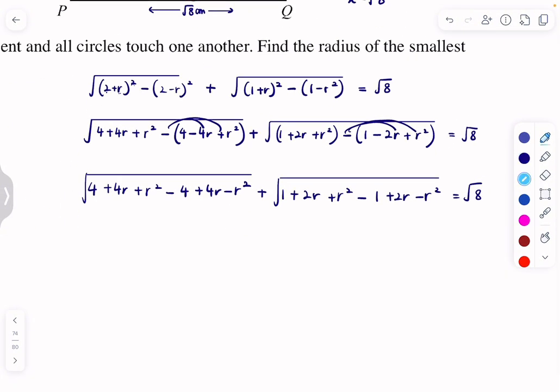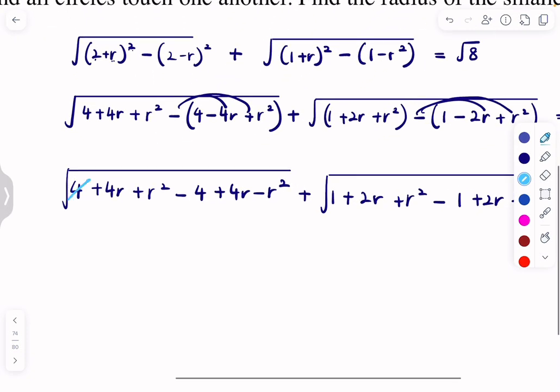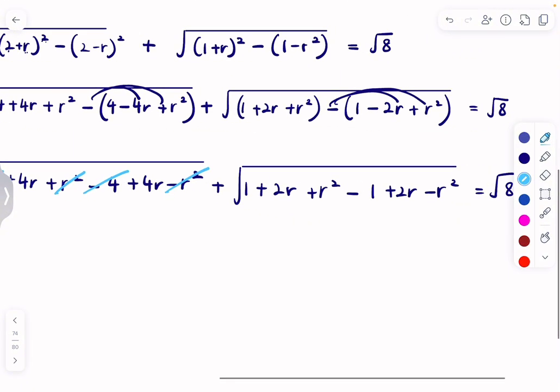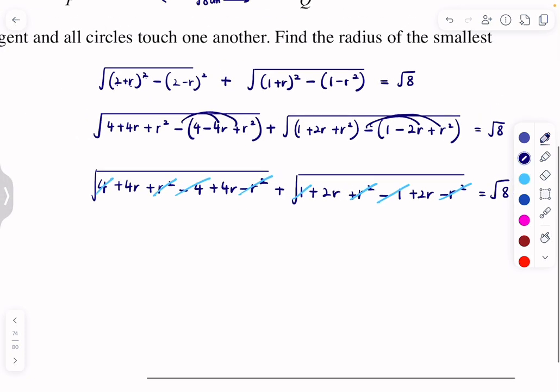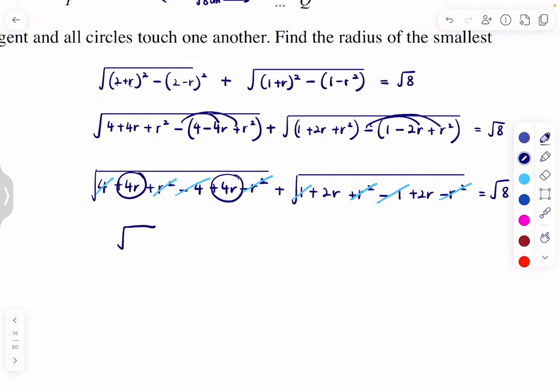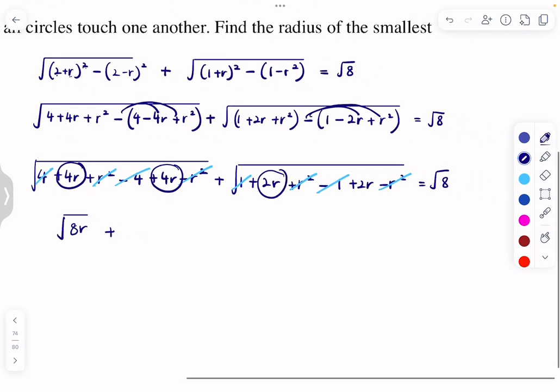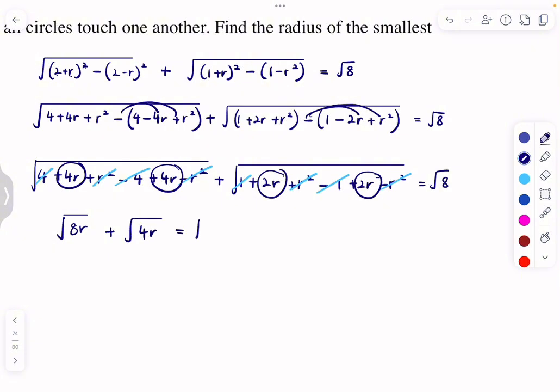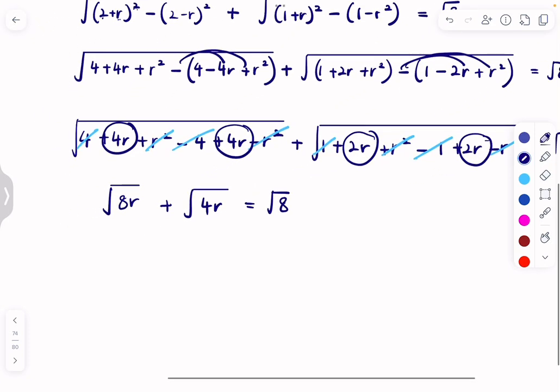Now we cancel off and simplify. So 4 minus 4 cancels off. r squared minus r squared cancels off. Over here 1 minus 1 cancels off. r squared minus r squared cancels off. So here we are left with 4r plus 4r, so square root of 8r. And then over here, let me write this properly. Plus over here we have 2r plus 2r, so square root of 4r equals surd 8.